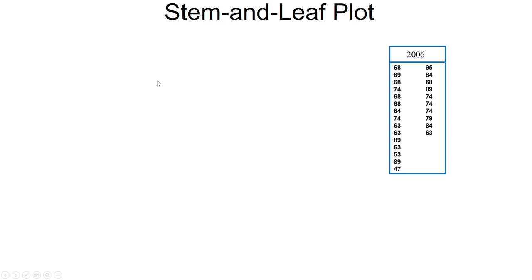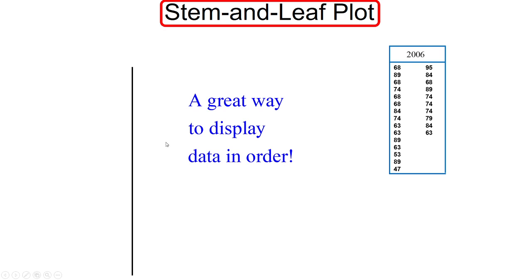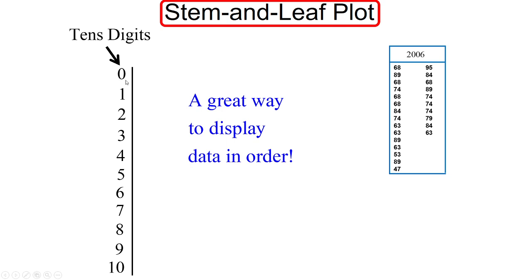You start your stem and leaf plot with a vertical line. On the left-hand side of the vertical line, you put your ones digit. And all we're going to do is list these scores on this stem and leaf plot. Did I say the ones digit? On the left is the tens digit. I don't actually need all of these, but I'm going to put it as if scores could range from 0 to 100. So I'm going to start with 0, 1, 2, 3, 4, 5, 6, 7, 8, 9, and 10. And these are tens digits.